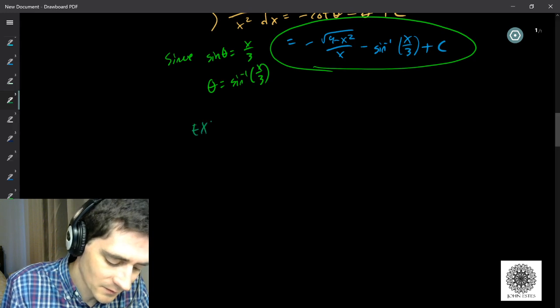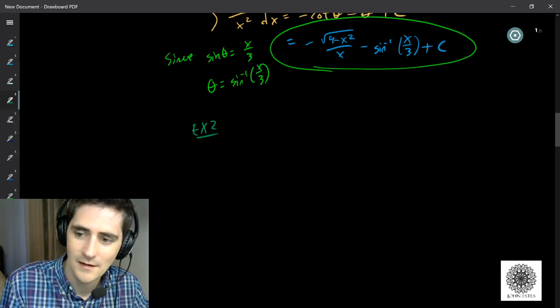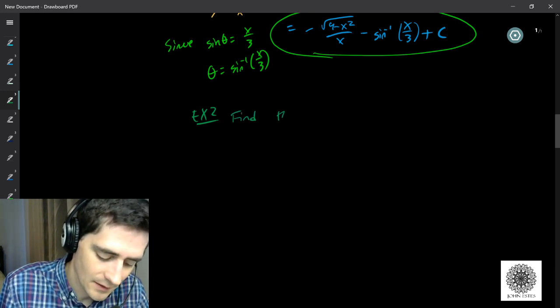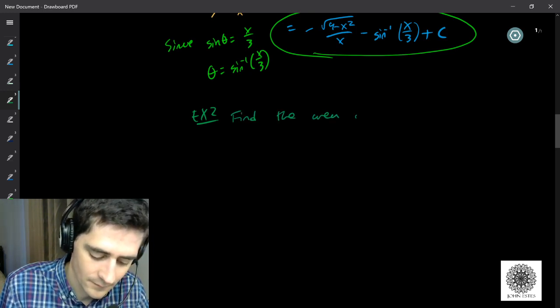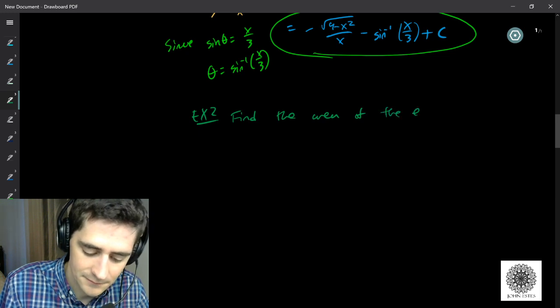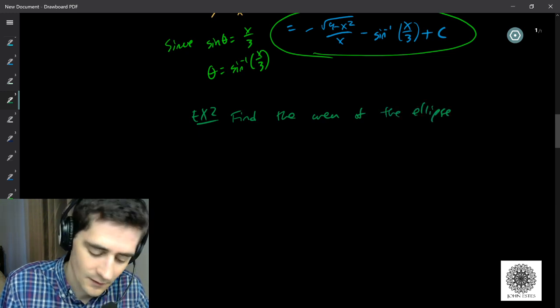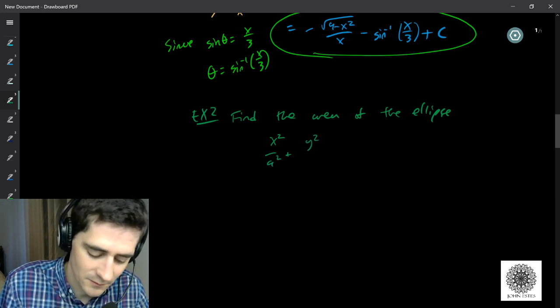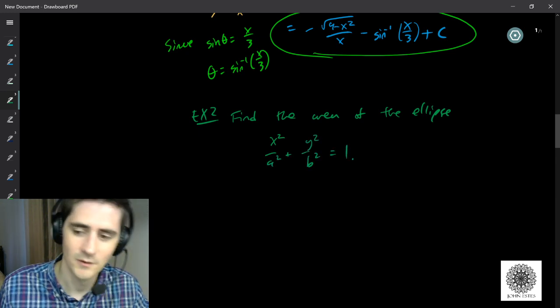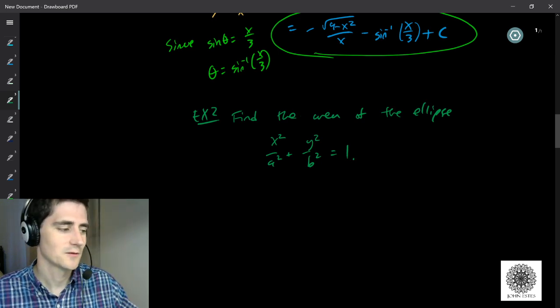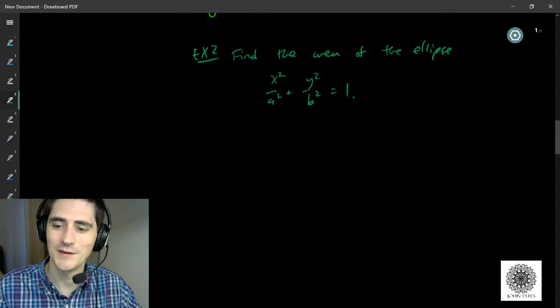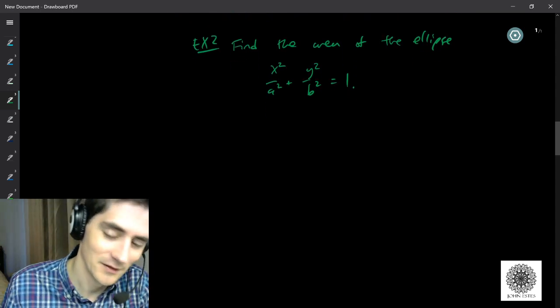For those of you taking my Cal 2 class right now, this may look familiar. Find the area of the ellipse x squared over a squared plus y squared over b squared equals 1. I believe this was a take-home test question, and I had actually omitted it because you didn't have the tools to integrate this yet. Okay, but now we do.